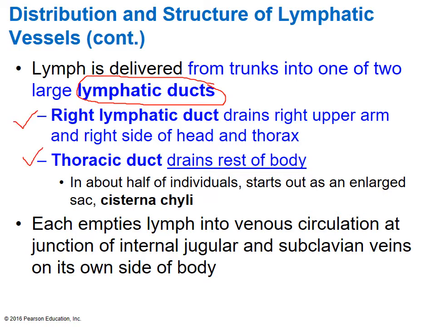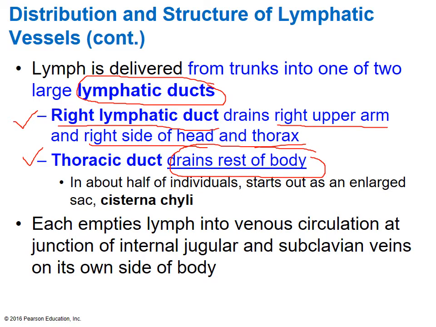Now, the distribution of work is not equal amongst the ducts. So go ahead and take a look at your PowerPoint, and it says right here, the right lymphatic duct will drain lymph from the right upper arm and the right side of the head and the thorax. Okay, so the right upper arm and the right side of the head and the thorax. And what does the thoracic duct do? It drains the rest of the body. So that means it's going to take care of all your lower extremities.